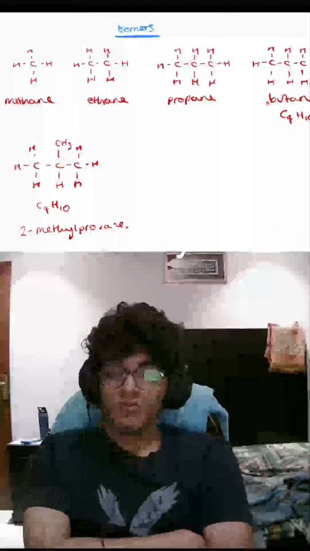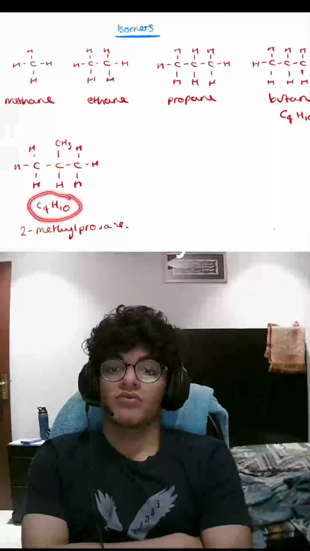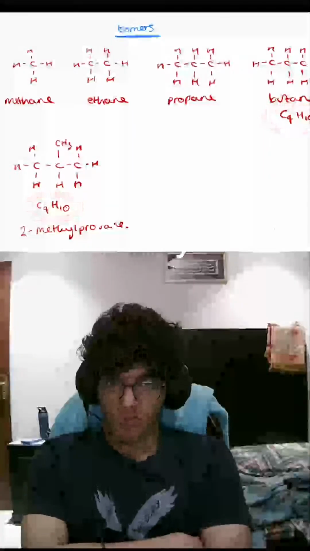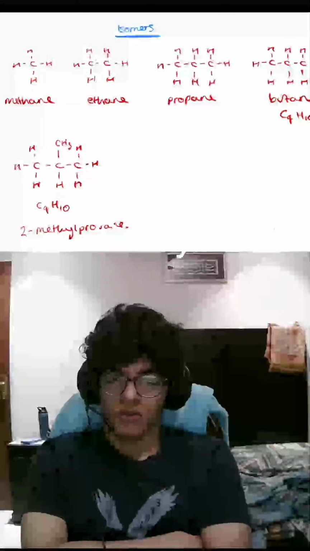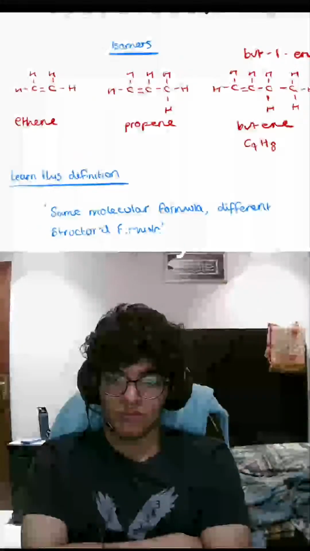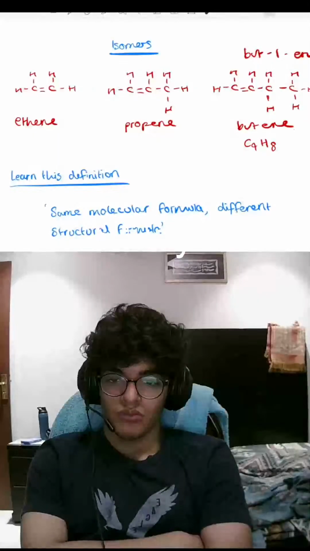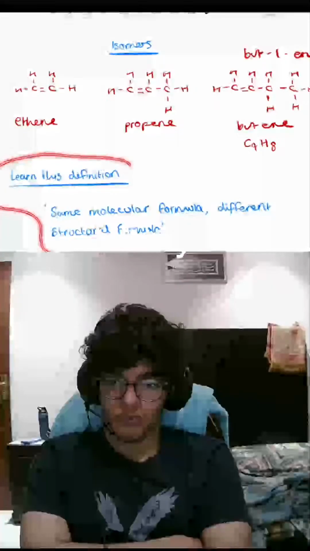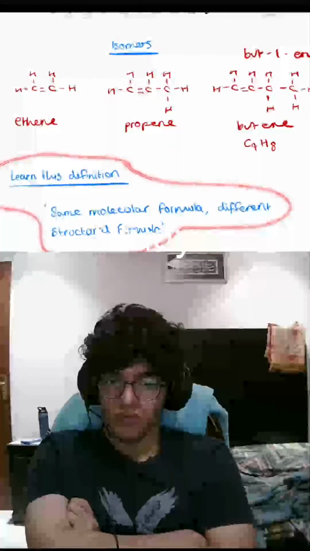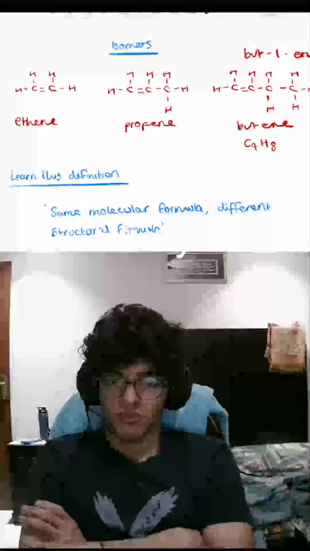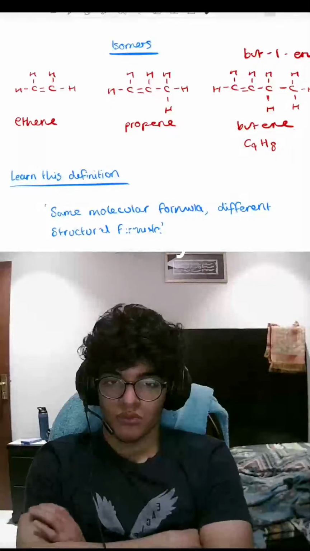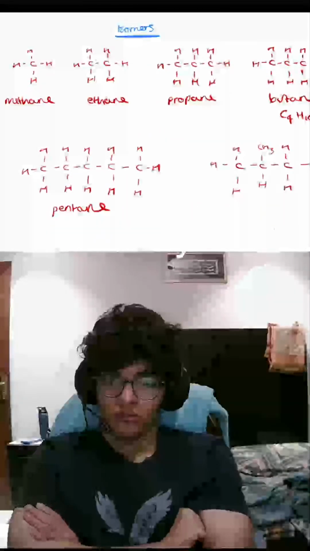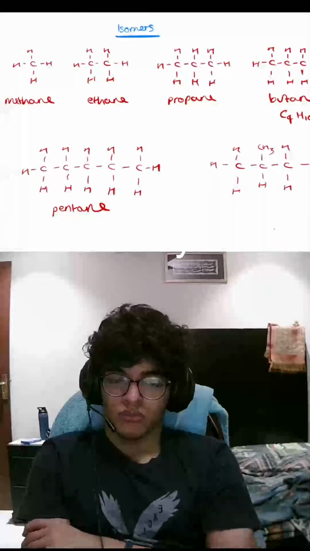Now these two structures have the same molecular formula, but they have a different displayed formula or a different structural formula. So here it's absolutely vital that you learn this definition. Structural isomers have the same molecular formula, but a different structural formula. In our next example, we're going to have a look at the isomers of pentane.